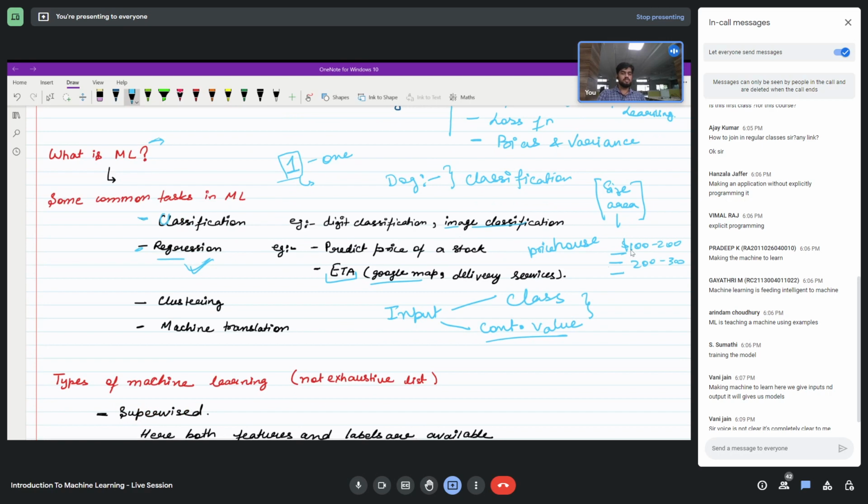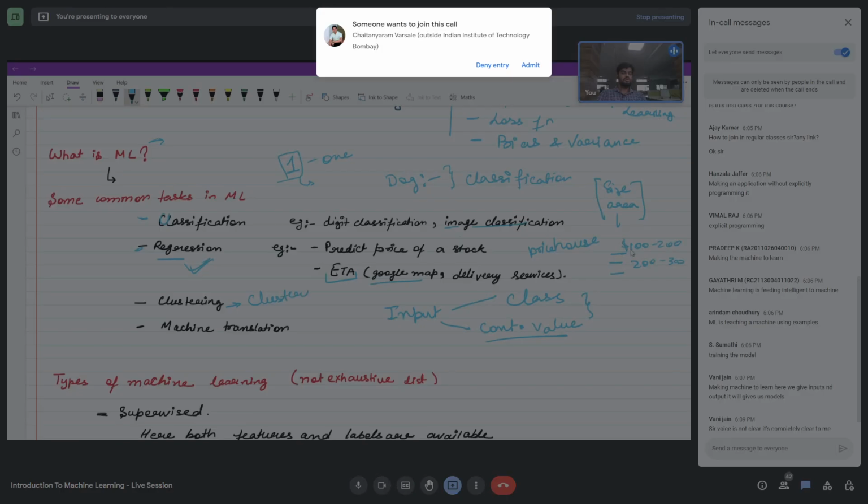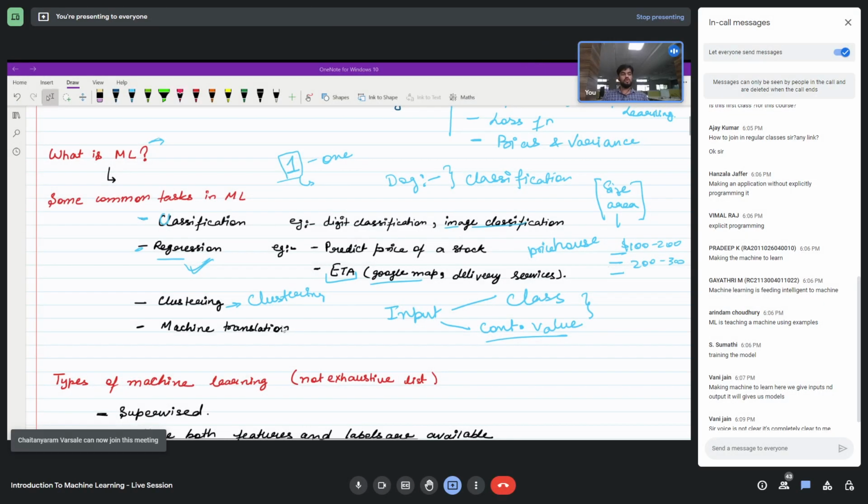Another task is something called clustering. Over here, what you want to do is you have data given, then you want to cluster them or group them together.